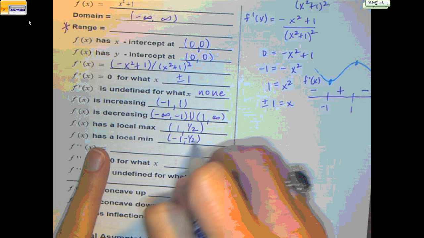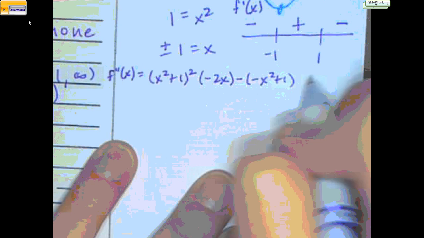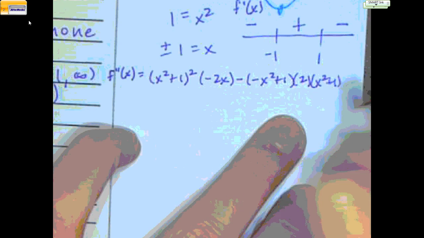Then it's asking for the second derivative. Write very small. I'll zoom in so you can see it, but we need to write kind of tiny. So second derivative equals bottom times the derivative of the top, which is going to be -2x, minus the top times the derivative of the bottom, which is going to be 2 times the inside gets left alone.